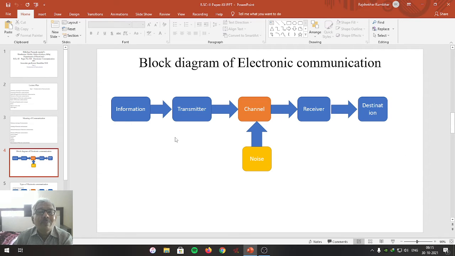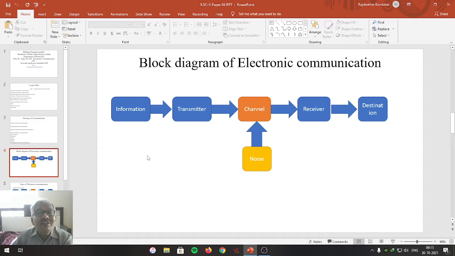Dear students, we have just discussed the blocks involved in this block diagram of electronic communication. The basic function of this electronic communication system is to pass a message from the transmitter towards the receiver. As its basic role is to pass the message, to pass the information, it must be produced somewhere. Means there must be some source of information, some source of message.